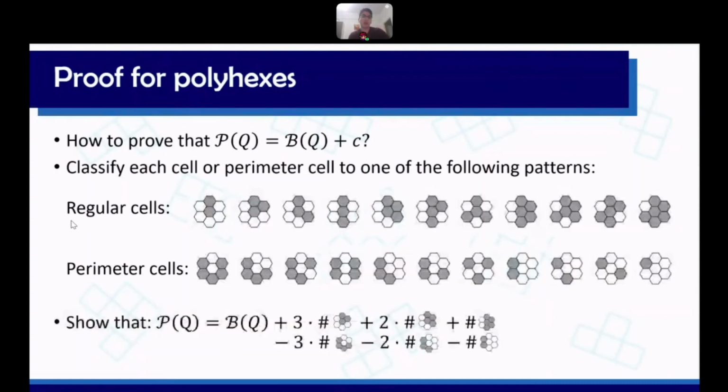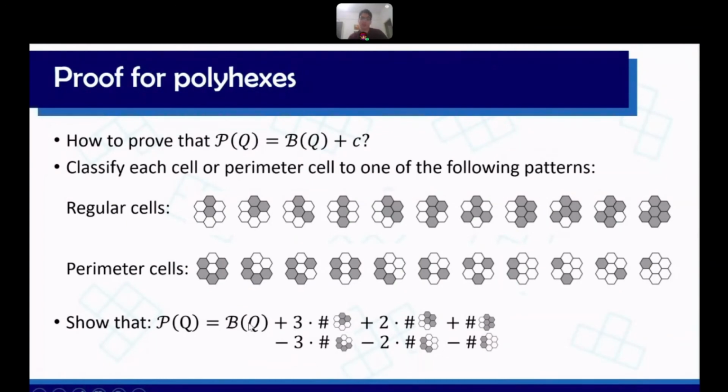So what we have done is taken all the cells of a minimal perimeter lattice animal, in this case polyhexes, and classified them according to their surrounding cells. For example, if we have one cell and then 5 empty cells, this is this pattern, and we can rotate this pattern. And if we have one cell, then one empty cell, one cell, and then 3 empty cells, this is this pattern. And we can classify each cell into one of these patterns. And what we can show is that if we count how many cells of each pattern we have, we get that the perimeter is equal to the border plus this function of the patterns.